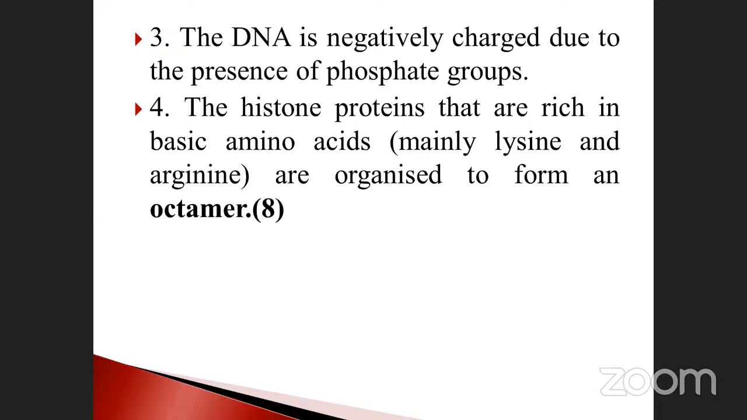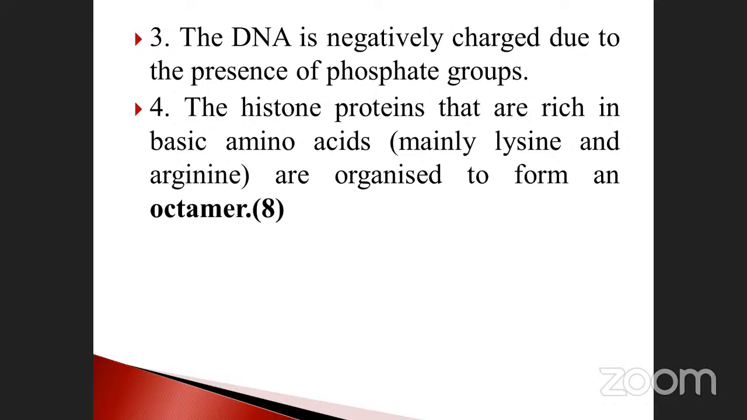Histone proteins are rich in basic amino acids, mainly lysine and arginine. Note it down, my dear student. This is very, very important. The histone protein is composed of two main amino acids, lysine and arginine, organized to form an octamer nature. Octamer. These are the two amino acids present in the histone protein.